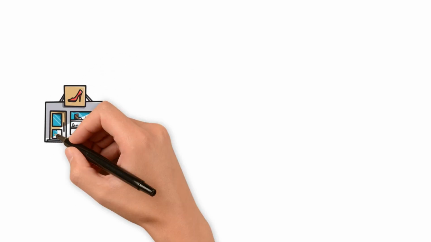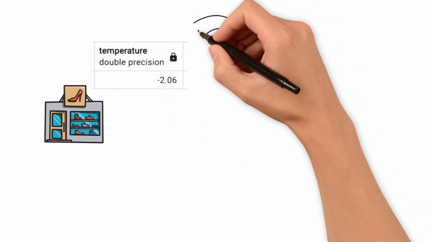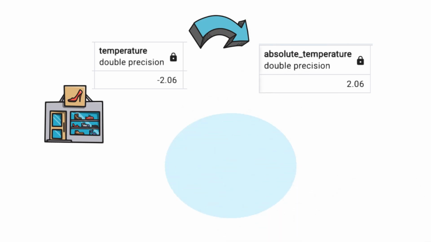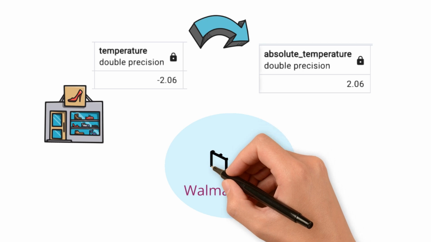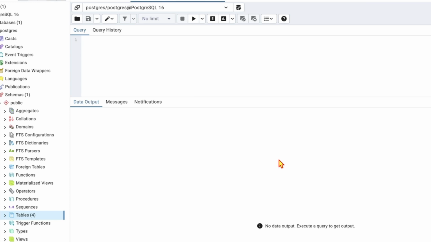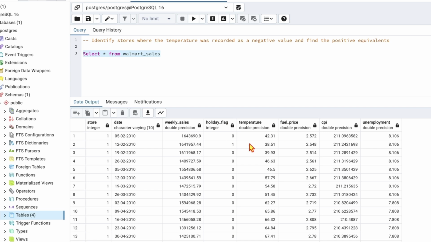Identify the stores where the temperature was recorded as a negative value and find the positive equivalent of these temperatures. Again, it's from the same Walmart sales table that we imported from Kaggle. Place your question on the PostgreSQL. Let's look at our focused columns. Our focused column now is temperature. Our ask is to get the temperature wherever it was recorded as negative and find the positive equivalents.